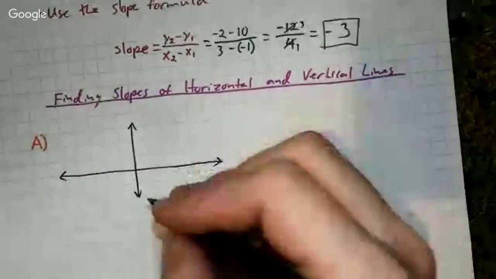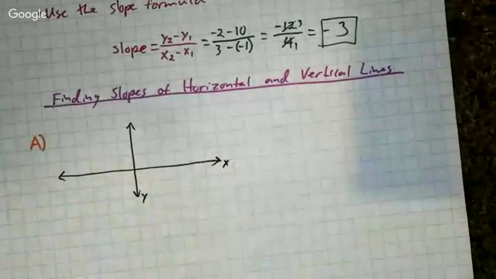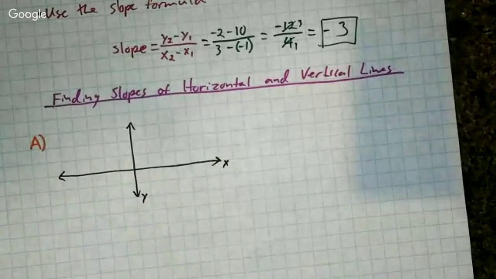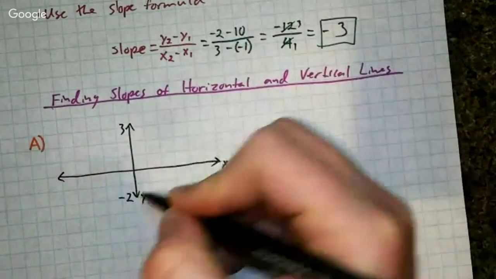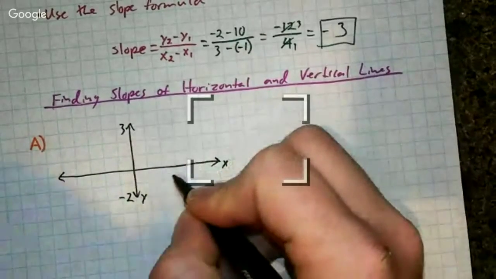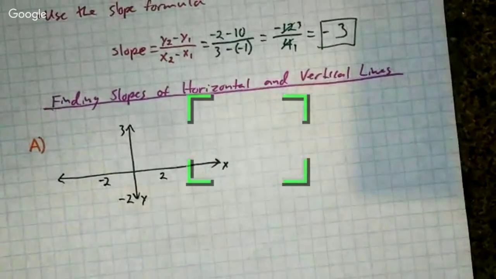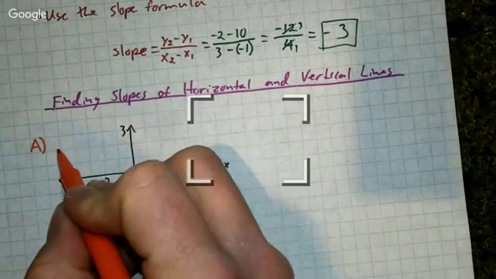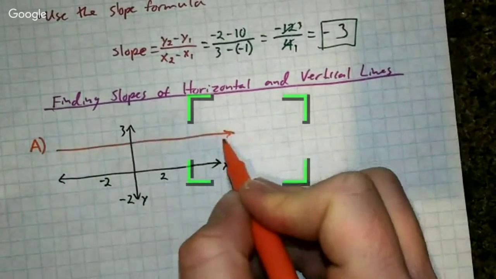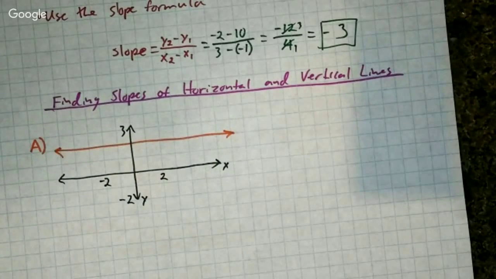Okay, so this is going to be our y-axis. This is going to be our x-axis. This one's going to be, let's say, 2. This is going to be 3 up here. This is going to be negative 2. This is going to be 2 over here, and this is going to be negative 2 over there. Okay, so let's draw in our horizontal line. It's going to be right here. Okay, so I have my horizontal line written in.